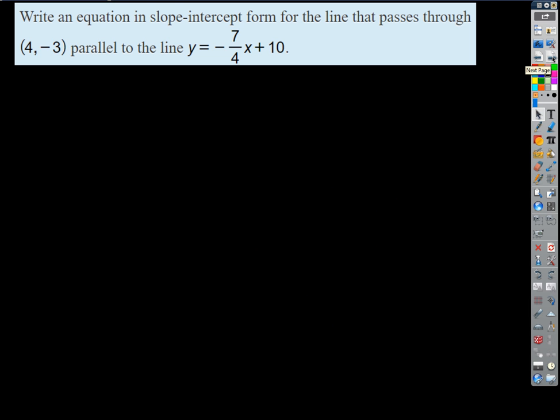Okay, let's write an equation in slope-intercept form for the line that passes through this point parallel to this other line. So let's review real quick. How are slopes related for parallel and perpendicular lines? If 2 lines are parallel, like train tracks, what do you know about their slopes? They have to be the same, because they're slanted the same. Both lines have to rise and run the same amount so that they never cross. Parallel lines have equal slopes.